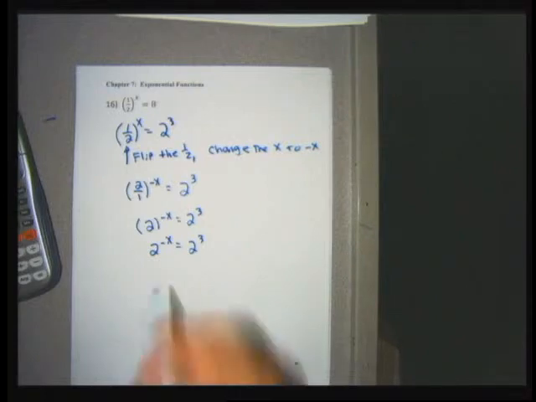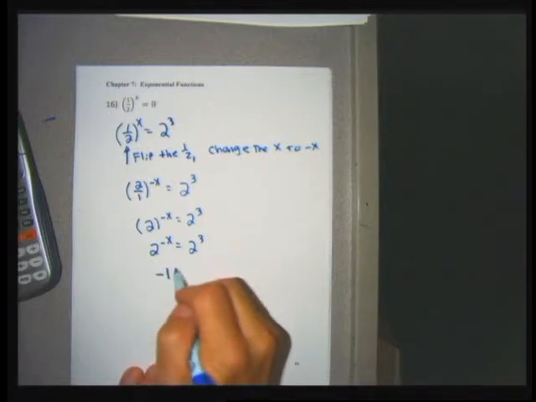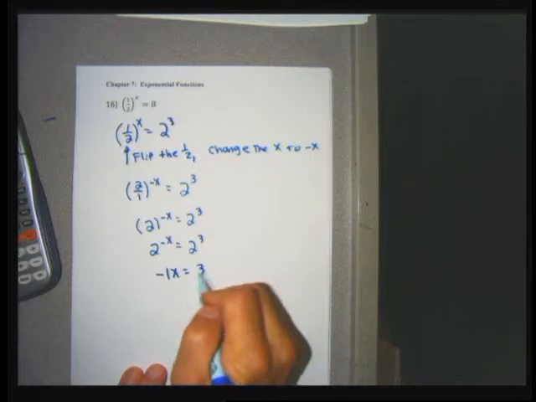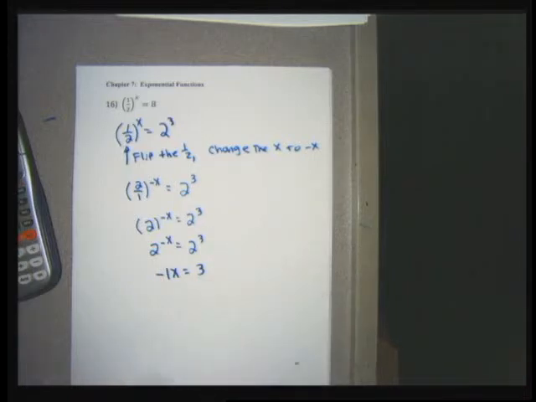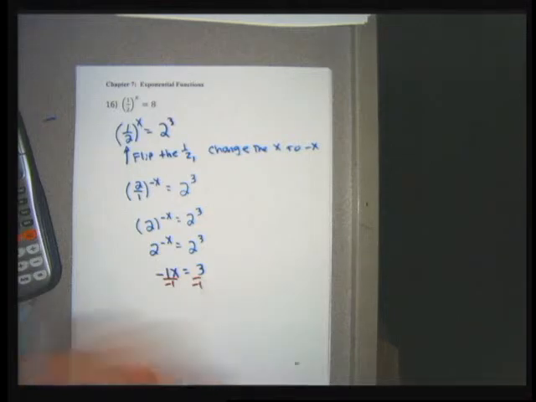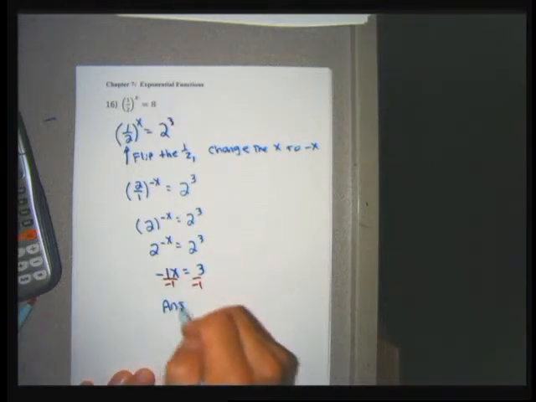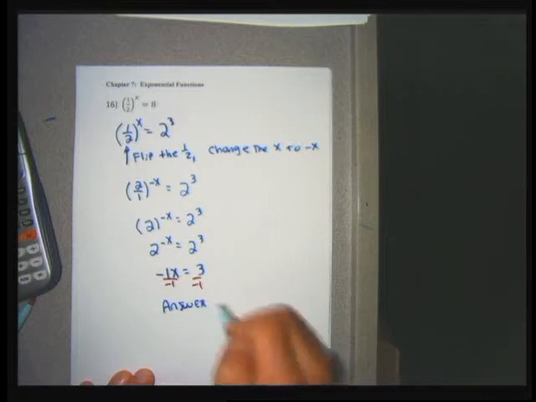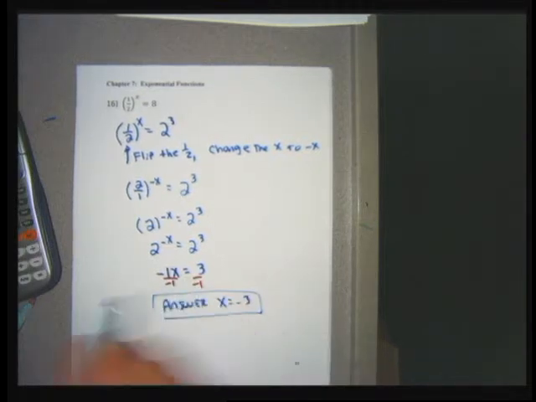And now I'm to the point where I can make the exponents equal to each other. That negative x is, I think of as a negative 1x. Don't usually write the 1, but it helps me on this step if I do write the 1. And the answer I believe to be right for problem 16 is x equal to negative 3. I'm going to check it.